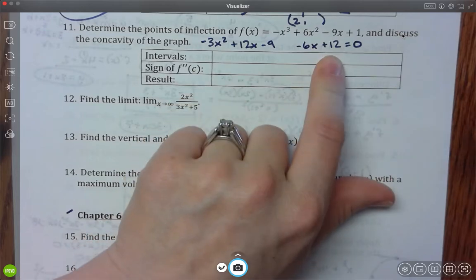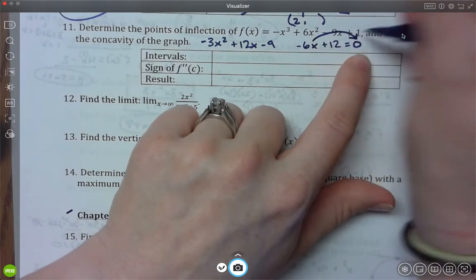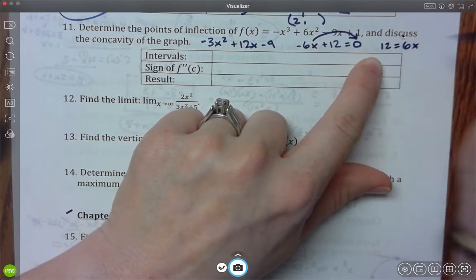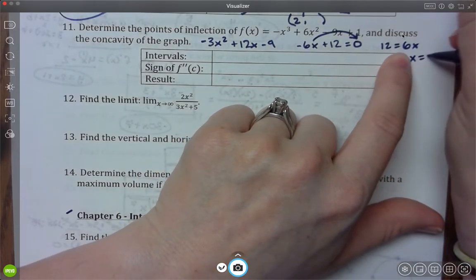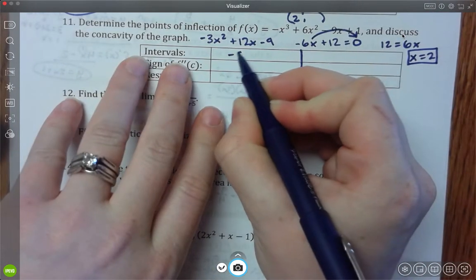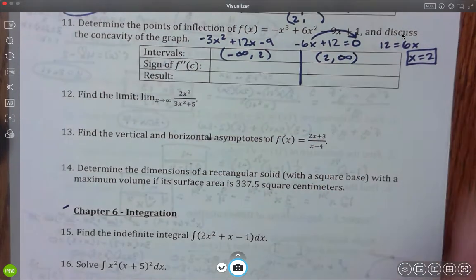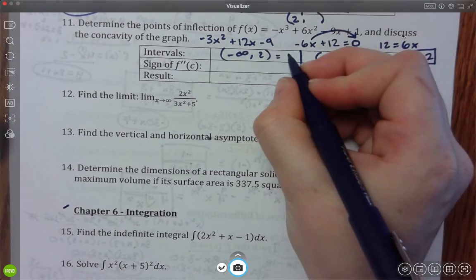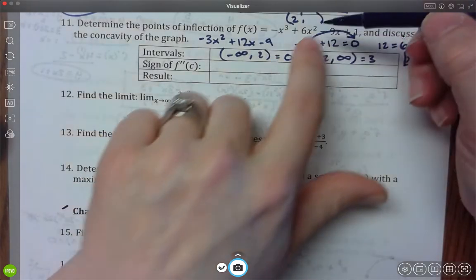That's this guy. Okay, so Kaylin's going to hate this, but I'm going to move the 6 to the other side. Ha! 12 equals 6x, because the 6 is negative, and I don't like negatives. And then x will be 2. Okay, so I have two test intervals, negative infinity to 2, and 2 to infinity. And then let's pick the point 0 here, and let's pick the point 3 here, just like we did in the last problem. Okay, but now we're plugging into the second derivative.